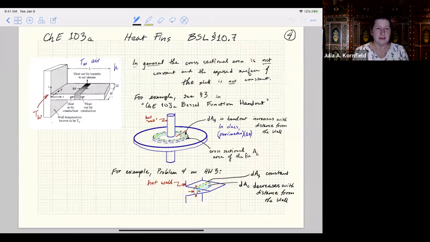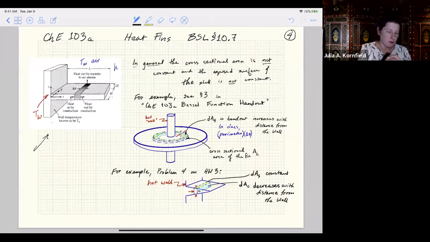Hello, this is a continuation of the tutorial on BSL section 10.7. And before we proceed with solving the case of the rectangular fin over here, I'd like to make a connection between the rectangular fin and a more general case.